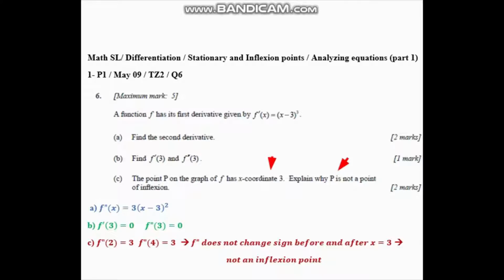If we substitute x equals 2 in the blue equation to get f double dash of 2, we get 2 minus 3, which is negative 1, squared, which is 1, times 3, which gives me 3. And if we substitute 4 in the same equation, we get 4 minus 3, which is 1, squared, which is 1, multiplied by 3, which is 3. So in both cases I have a positive answer. It doesn't matter whether the numbers are the same or not. Here by coincidence they are both 3, but what concerns me is that they're both positive.